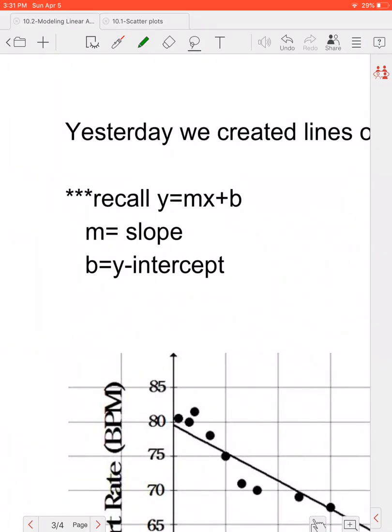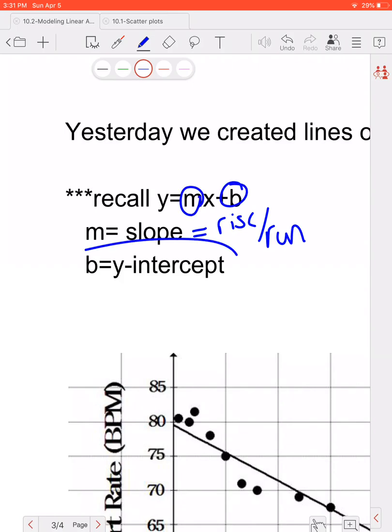Remember, m is slope, and that does stand for rise over run, okay? And that's the number in front of x, and our y-intercept is where the line crosses the y-axis, okay?